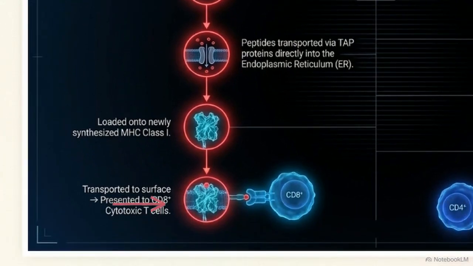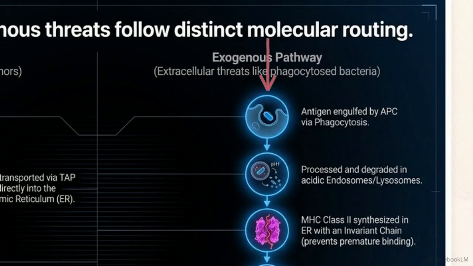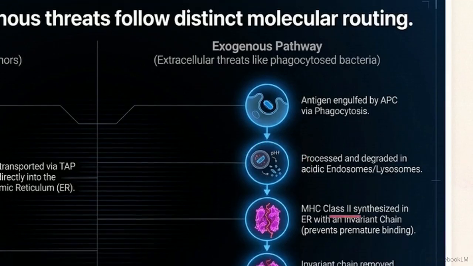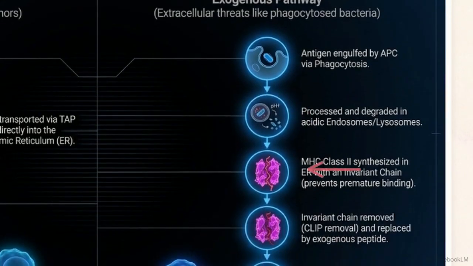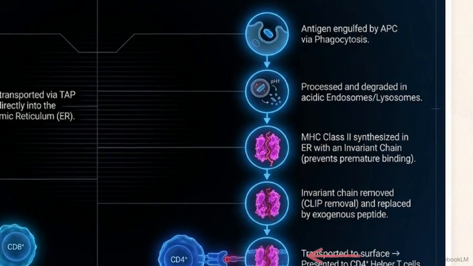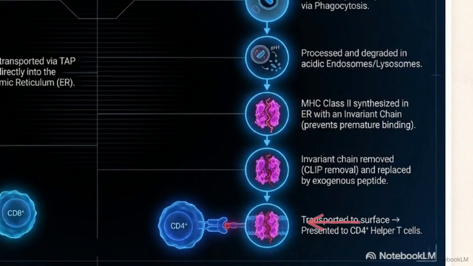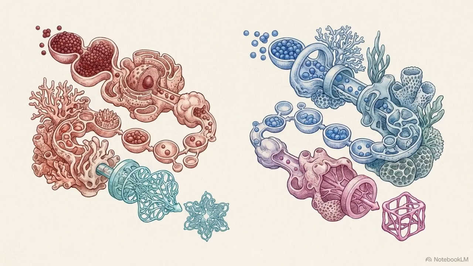The exogenous pathway operates on external threats. Antigen-presenting cells engulf free-floating bacteria via phagocytosis and degrade them in highly acidic endosomes. To prevent premature binding during synthesis, MHC Class II is built with a temporary invariant chain blocking its groove. This block is only removed and replaced with the exogenous peptide right before presentation to a CD4 positive helper T cell. MHC displays function as the highly regulated end products of two completely distinct intracellular manufacturing and sorting pipelines.